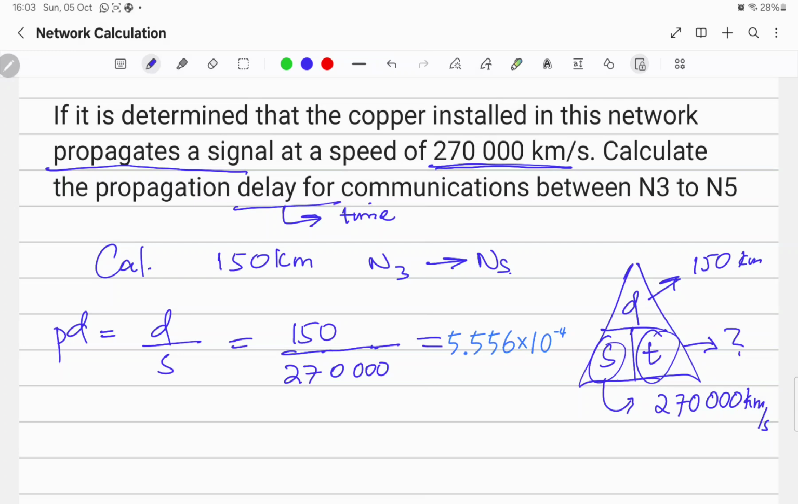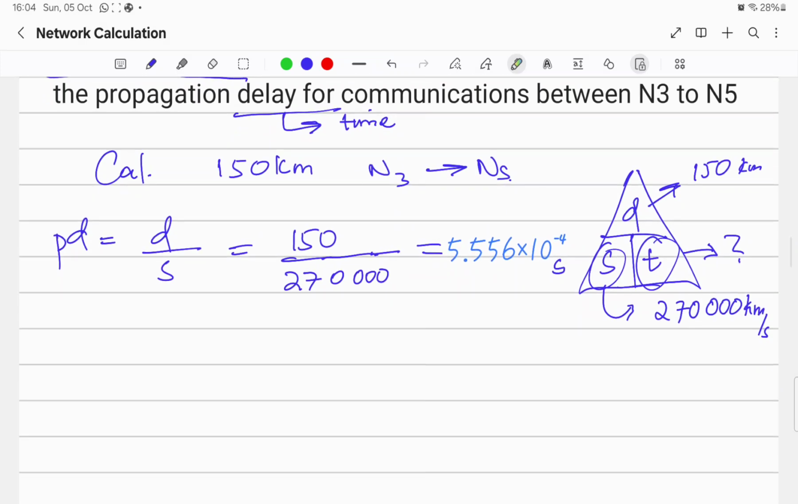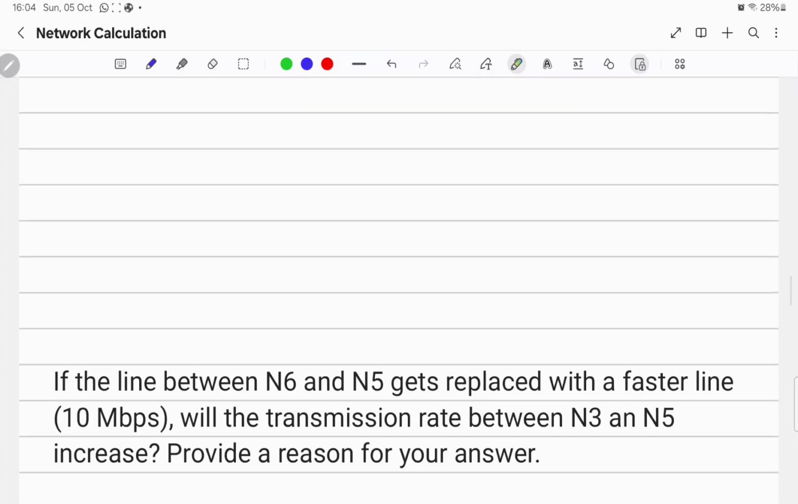This is the value that we get, our propagation delay. This is in seconds. Pretty sure when you calculate it on your calculator, it's going to give you values like 0.005, something like that, 0.005516. So yeah, I just wrote it in scientific notation. Then we move to the next question.